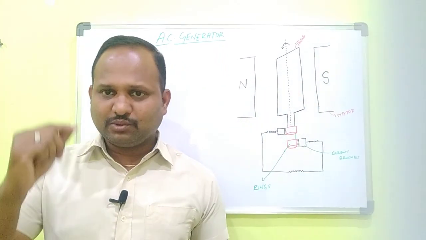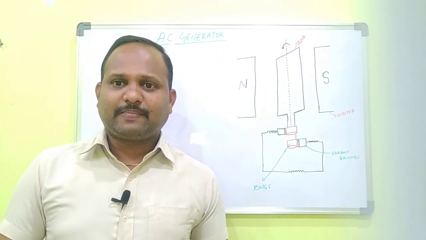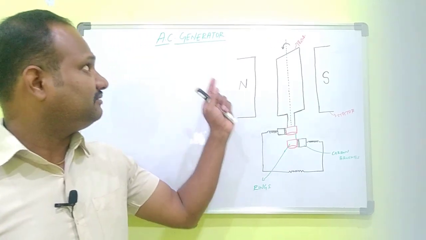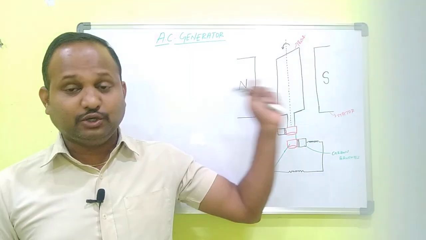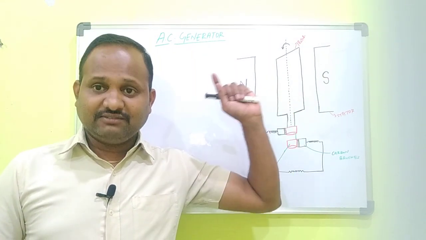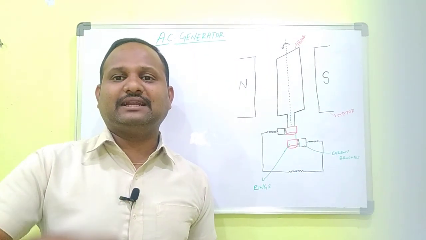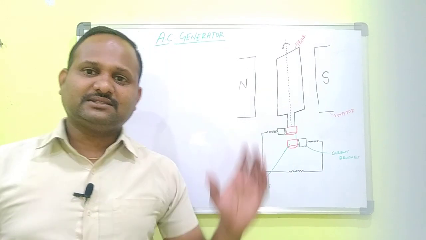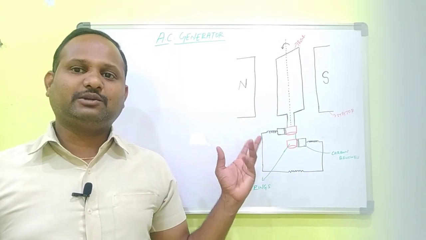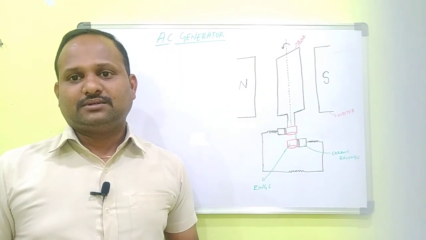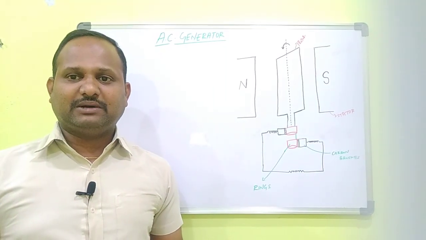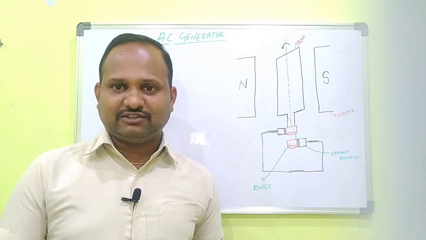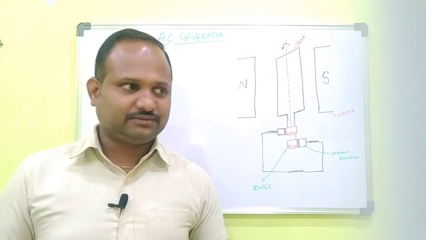In this class, we are going to discuss an AC generator, which converts mechanical energy into electrical energy. This is a device which was designed by Nikola Tesla. Its principle is electromagnetic induction. That means by changing the magnetic flux linked with the coil, an EMF is induced.